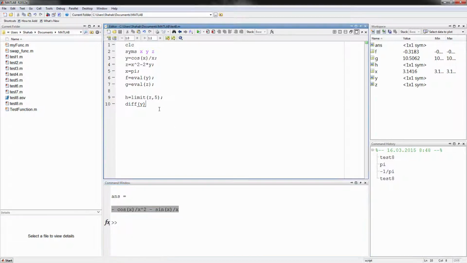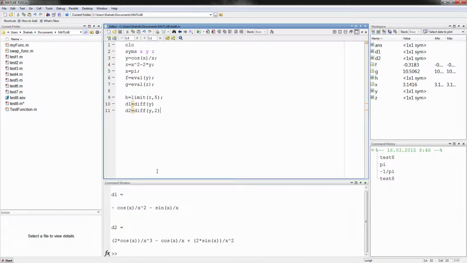Now this is the first derivative, right? So let's call it d1, and assume I want to see the second derivative, and I call it d2, so it will be diff y, and 2. So I can write the order of the derivative in here, and the default, if I don't write anything, will be number 1.